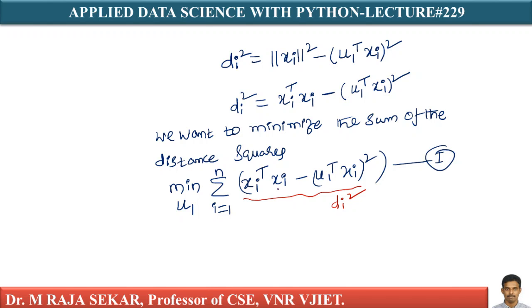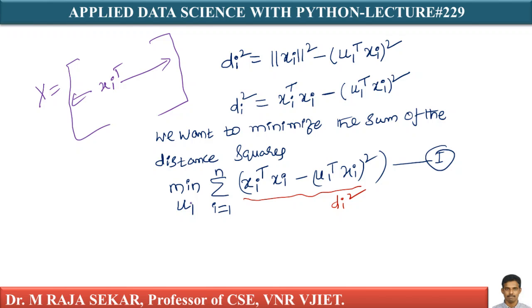The xi's are known because they are part of your data matrix. What is your data matrix? Data matrix X equals, I can write like this, xi transpose. This is the data matrix which I discussed. You are given the xi's, and you have to find u1, which minimizes this distance.